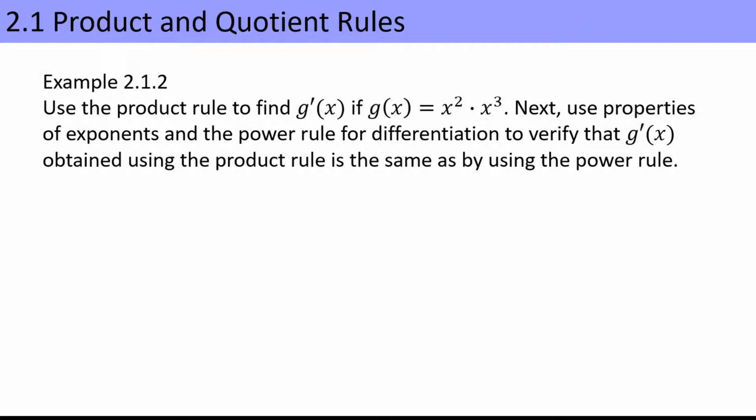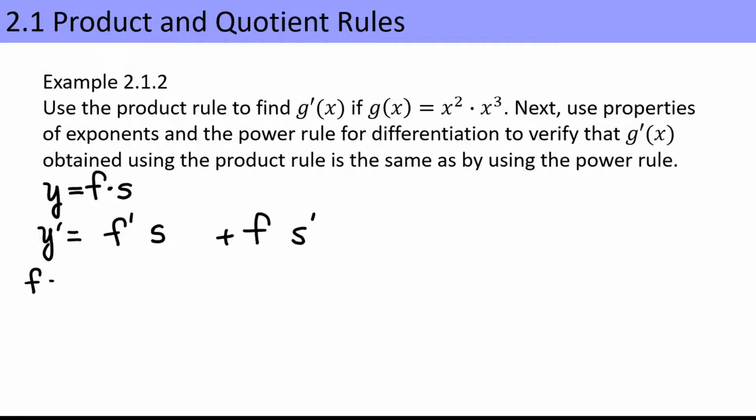First, with the product rule. The product rule states that if you have a function that is the product of two functions, then the derivative is the derivative of the first function times the second function plus the first function times the derivative of the second. Let's identify for our purposes the first function as x squared and the second function as x cubed.